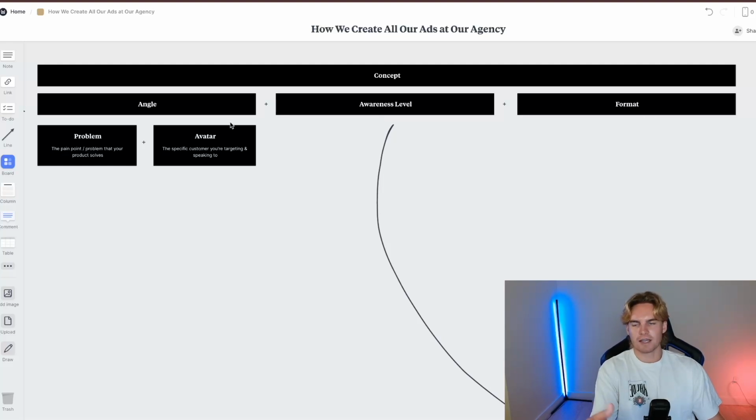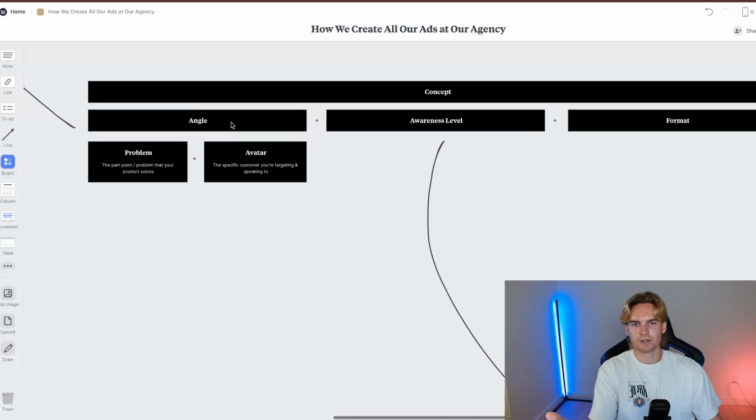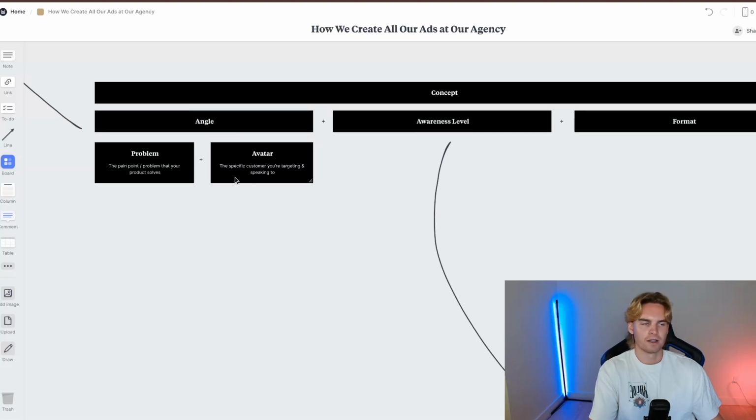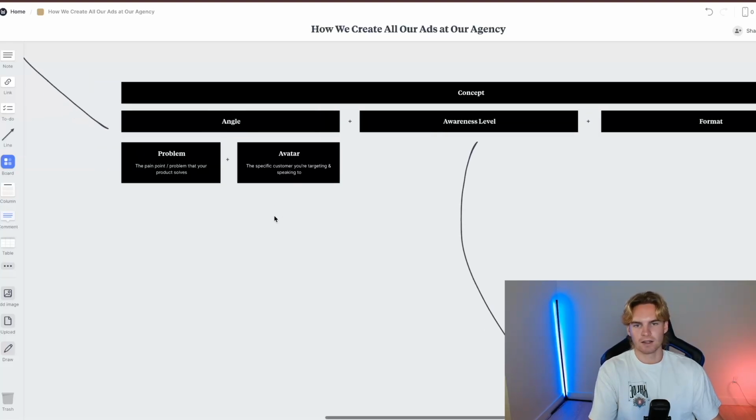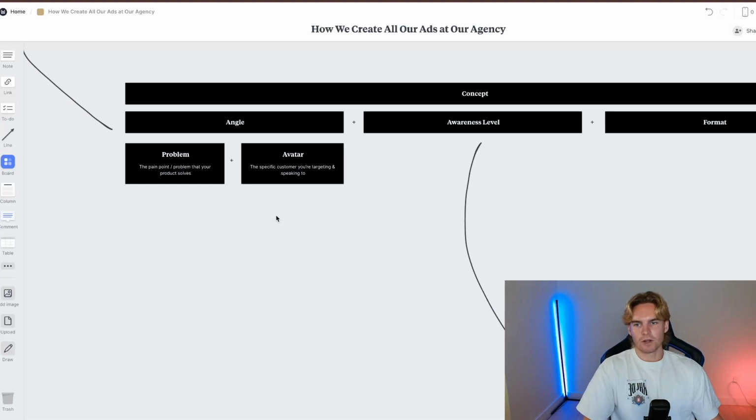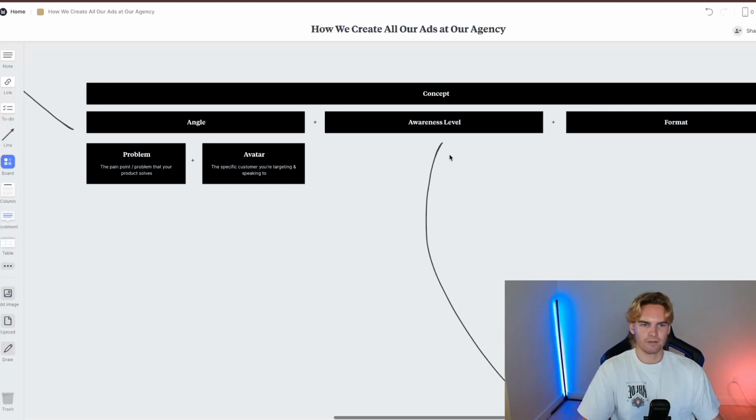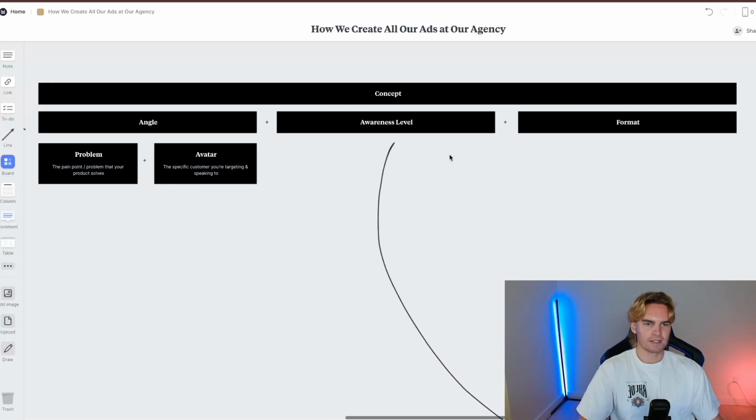So first is the angle, and this is probably the most important thing that you need to be testing when you're testing ads, when you're testing concepts. What you're gonna be changing up the most is the angle. The awareness level matters a little bit. I think it's more so important for juicing maximum profit out of already winning ads, but we'll break that down a little bit in the future of this video at least.